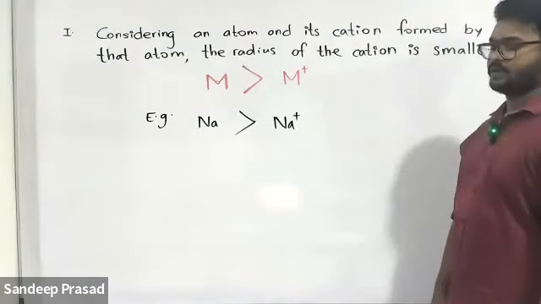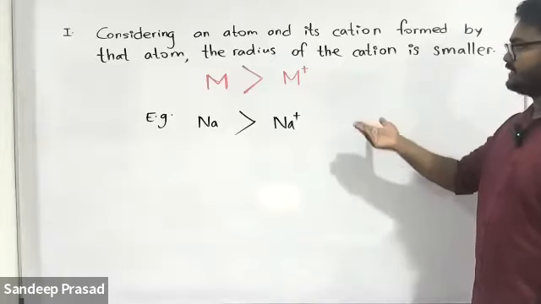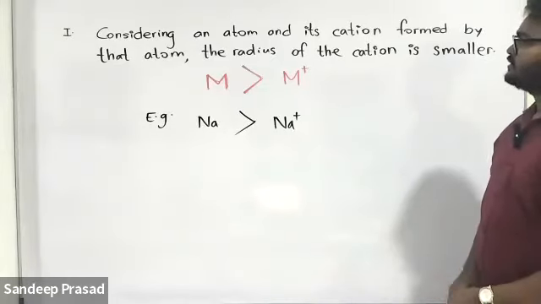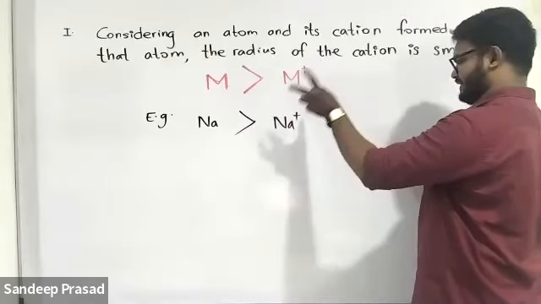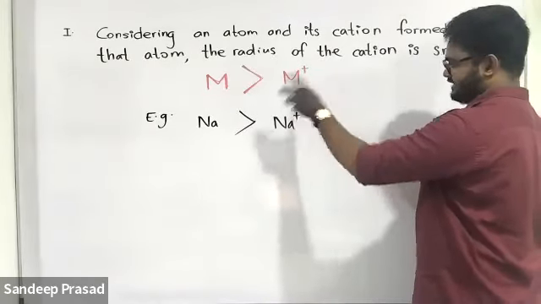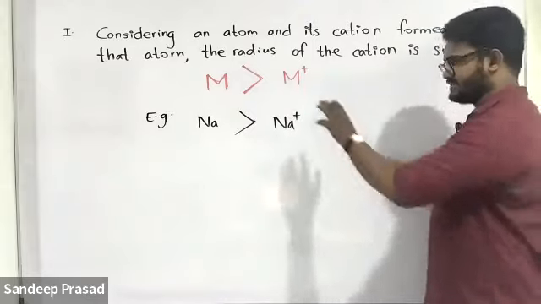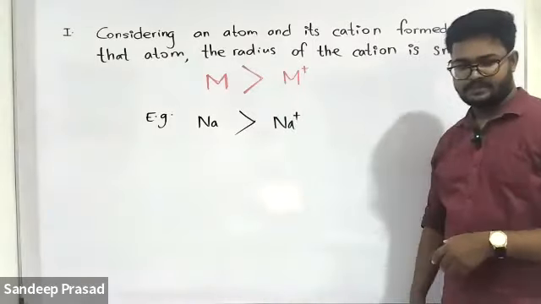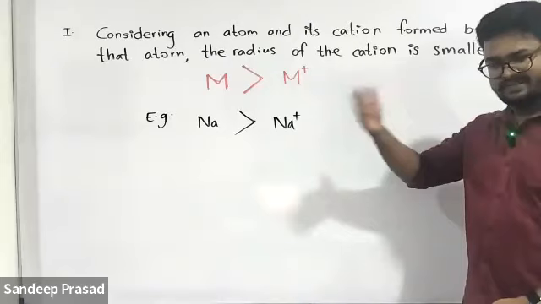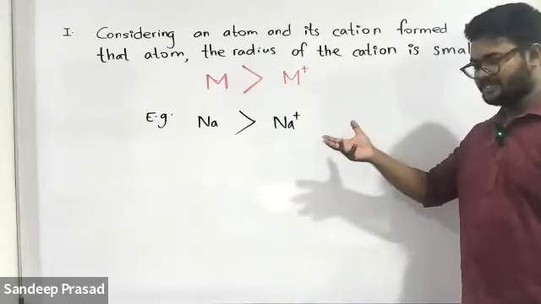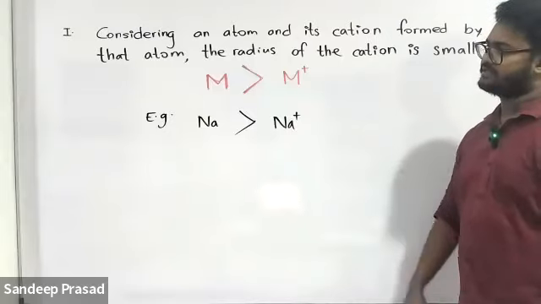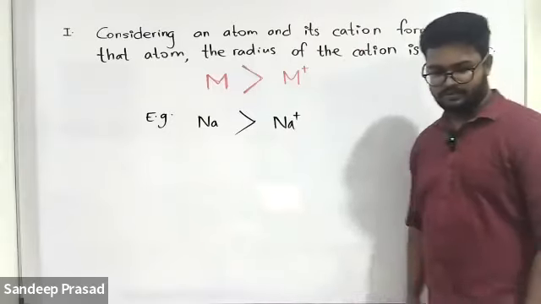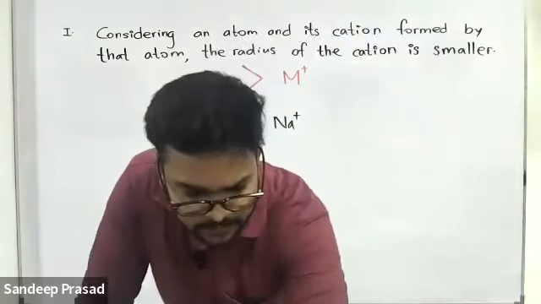Considering an atom with its cation, if you compare the radius of the cation and that element, the element always has the larger radius than the cation. That is a theory you have to remember. I explained why: after removing the electron, the size reduces. Okay, quickly write this down.